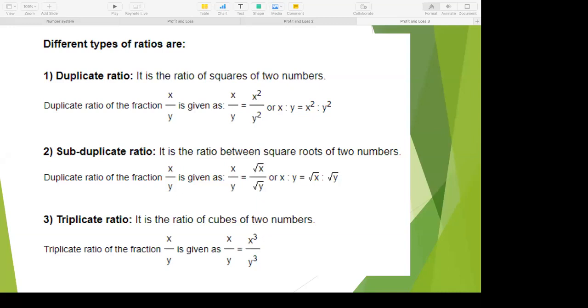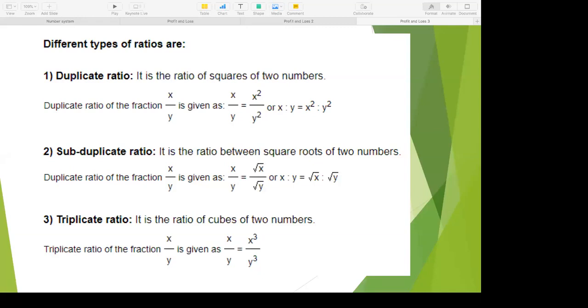Okay. The second type of ratio is sub-duplicate ratio. Sub-duplicate ratio, try to relate it with duplicate. In duplicate ratio, we were finding the square of the ratio. In sub-duplicate, we will try to find out the square root of the two numbers, the square root of the ratio. So now, let's say the initial ratio was given as 49 by 64.